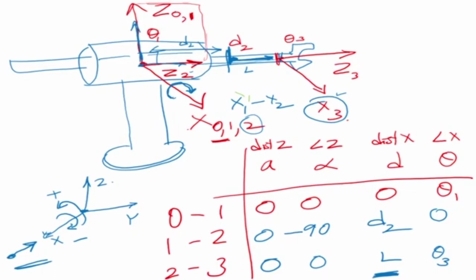So we have covered 2 cases: where the axes are parallel and where they are perpendicular. Now let's look at another example as we proceed. This is another manipulator. Let's look at it like this. This is a manipulator here.